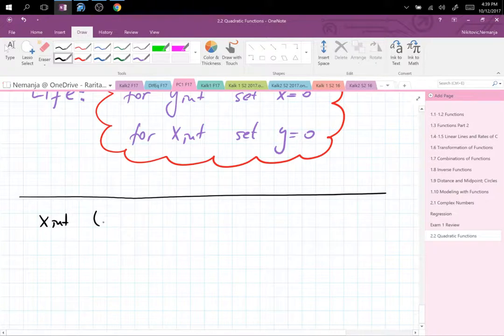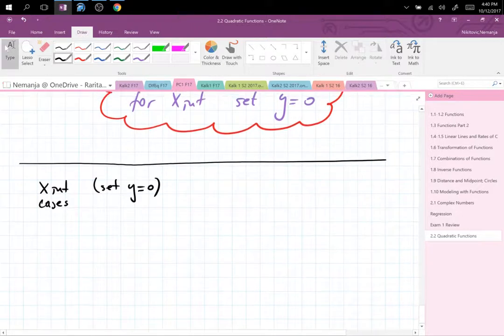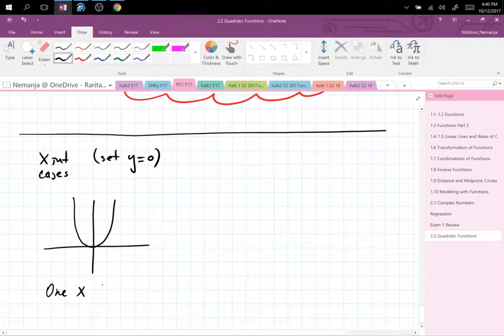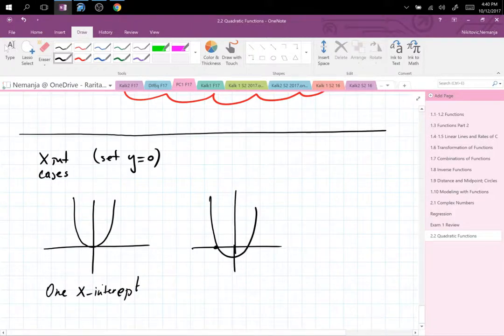X-intercepts, which is where you set y equal to 0. So x-intercept cases. Default state, 1 x-intercept. We can have 2 x-intercepts.